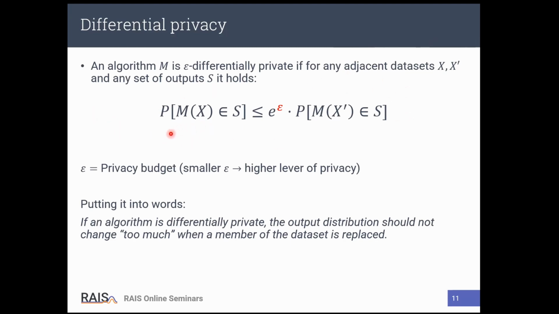Basically, this constraint is about the distribution of the output of a certain mechanism that we apply to the data set. And the ratio between the distributions should be bounded by this value, e to the epsilon. And epsilon is called the privacy budget, which is the smaller the better. A smaller epsilon means a higher level of privacy. And so let's try to visualize what this means.